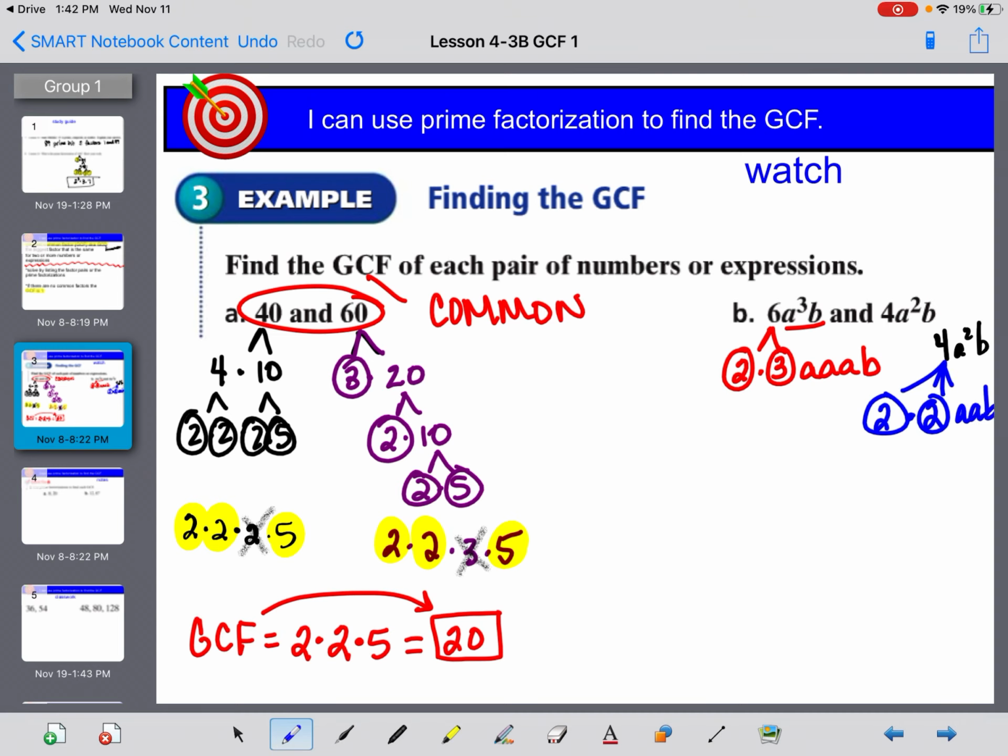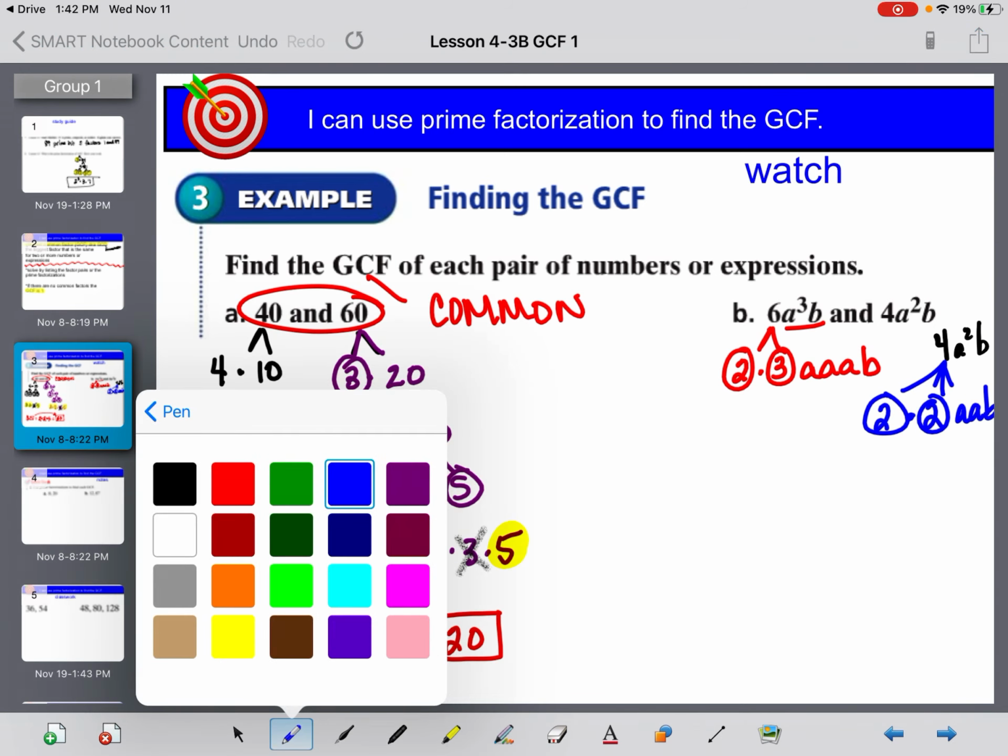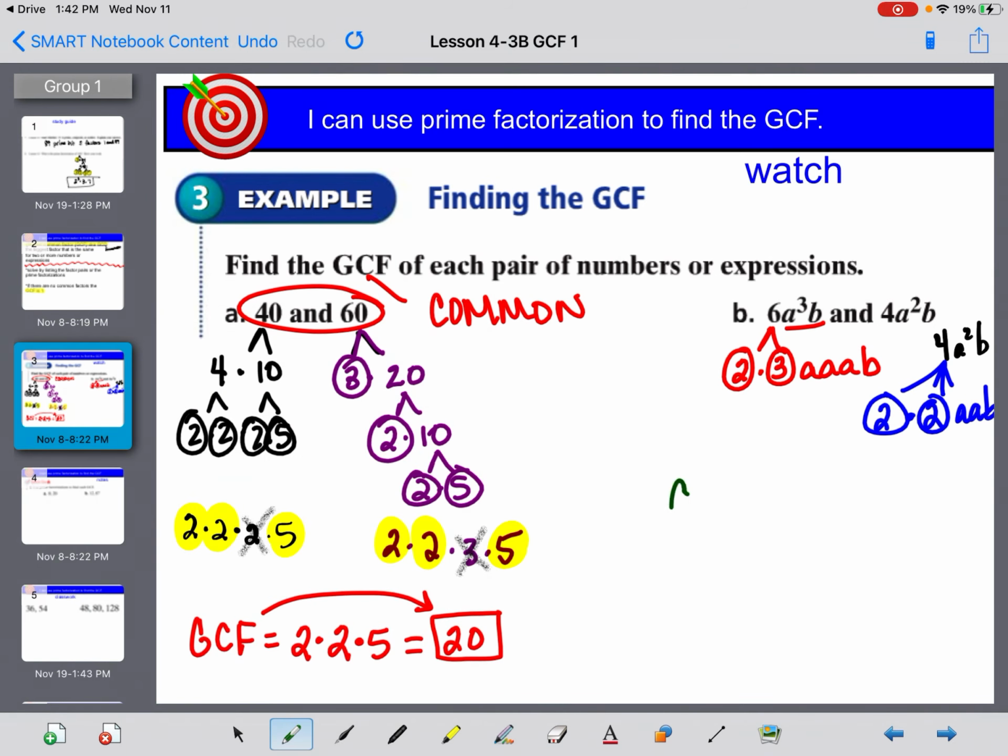Then A, B. Now I've got my red list and my blue list. Let's write what's in common between both of them. And when I list the common factors and multiply all of the common ones together, I get the greatest common factor. In the red list, I have a 2. In the blue list, I also have a 2. So they have a 2 in common.